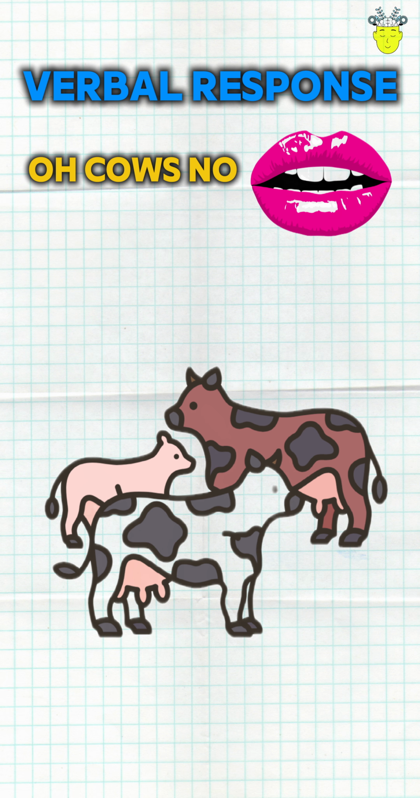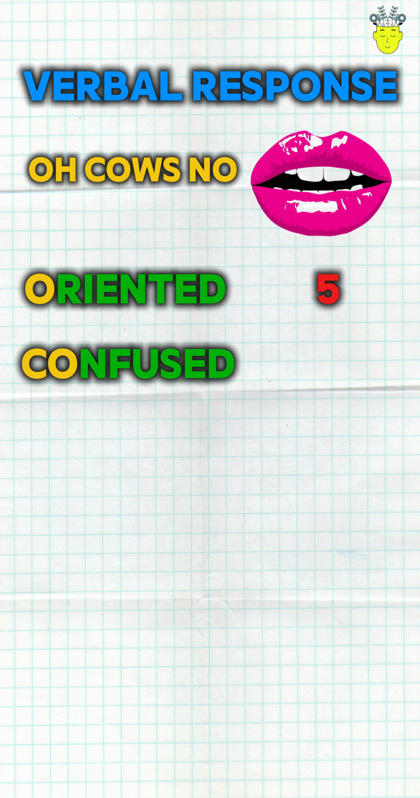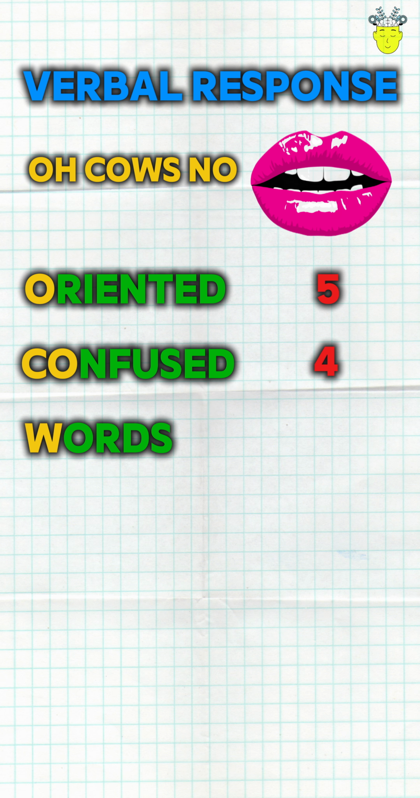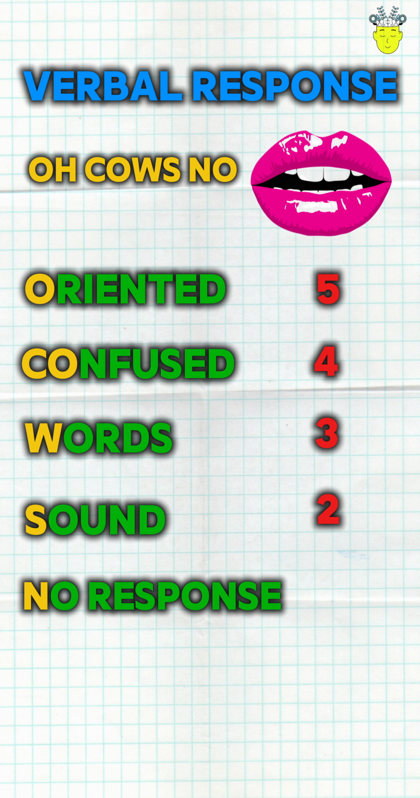In verbal response, you can have a mnemonic of "oh cows no". So here O represents oriented, which means the patient is oriented to place, person and time. You can give a score of 5. And if the patient is confused, like the patient can talk but gives wrong or mixed answers, you can give 4. If the words are inappropriate, like he or she can speak random or unrelated words, you can give 3. If the sounds are incomprehensible, like groaning, you can give 2. And if the patient is not responding to any of these, you can give 1.